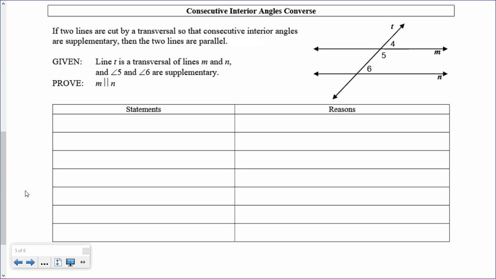So this theorem, if we have time we can come back to it, but this one's very similar to the one above. We cannot use consecutive interior angles to prove it, because that's what they're wanting us to show why would work, so we can't use circular reasoning.